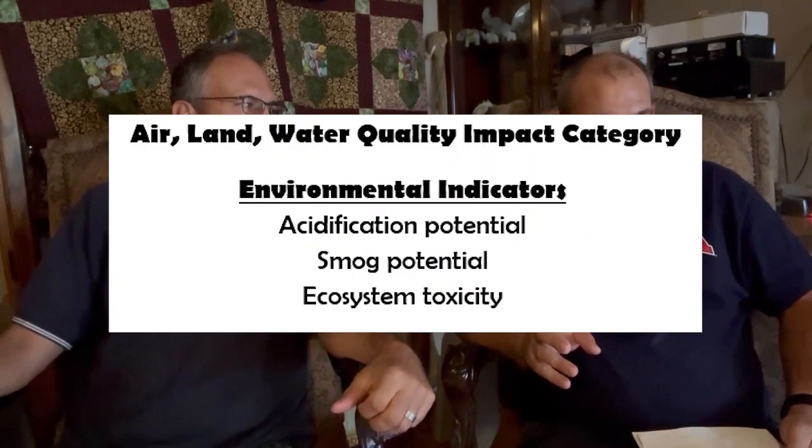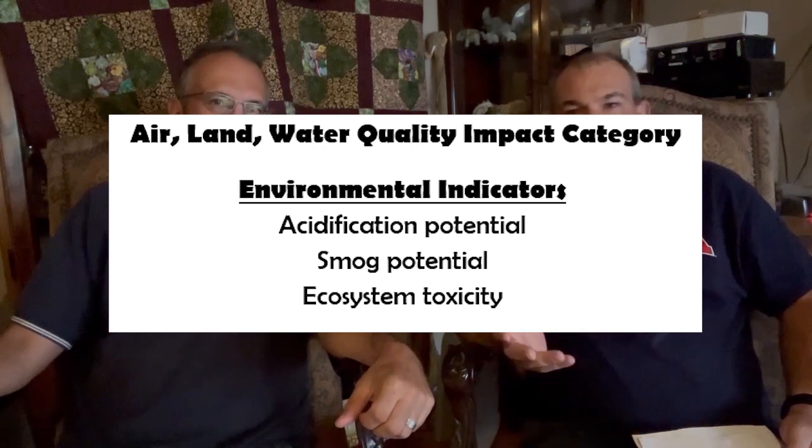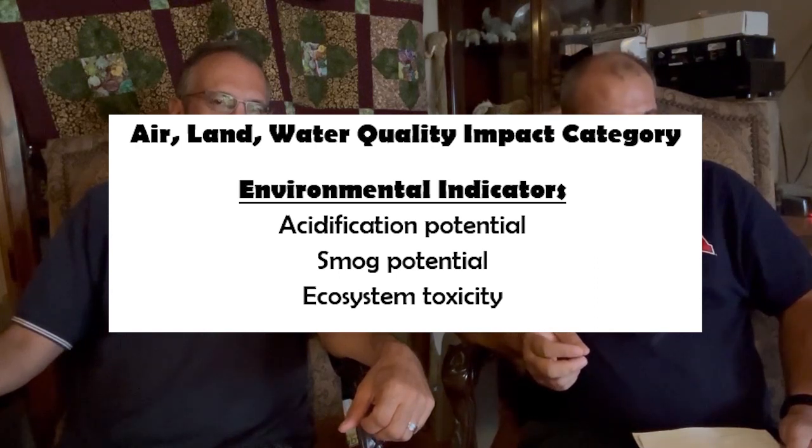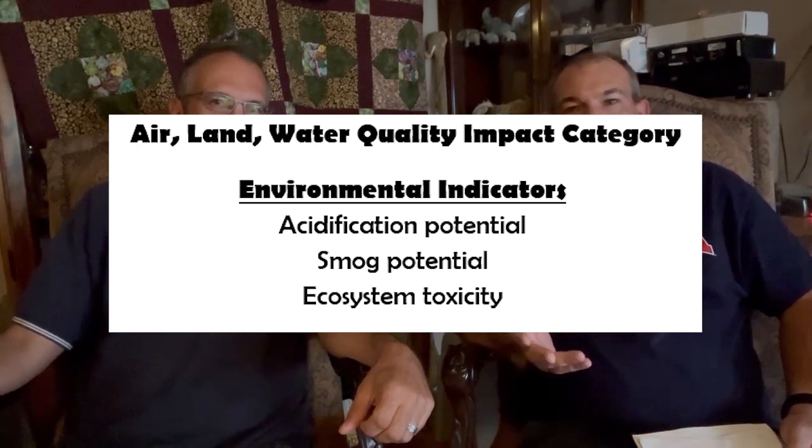Another example is air and water quality, and land quality. There are other gases that you can emit that tend to give off acidification potential or produce smog. Those would be indicators. And if the pollutants are toxic to the environment, that would be ecosystem toxicity, an indicator of the air and water quality impact category. Very good.